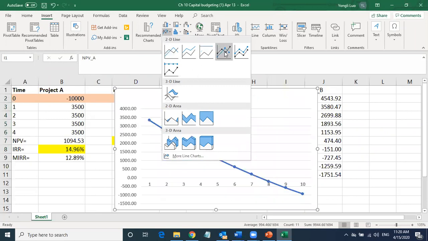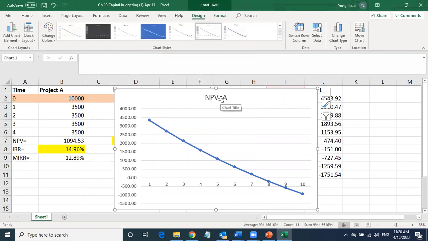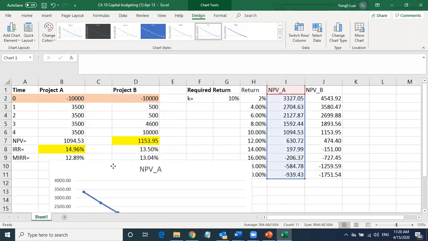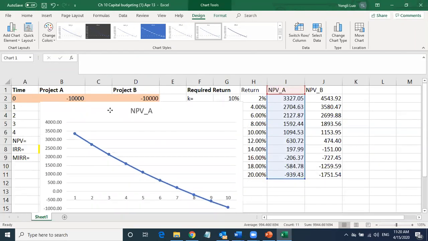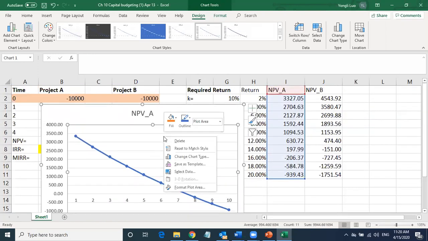So we do a line graph, with some dots in there. This is net present value project A. So you can see this is the graph we have here. And what you need to do is add, so right click and you select data.